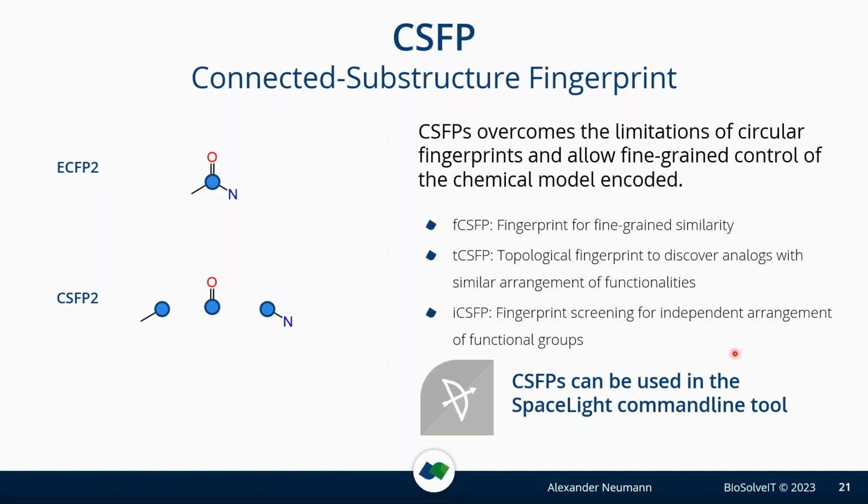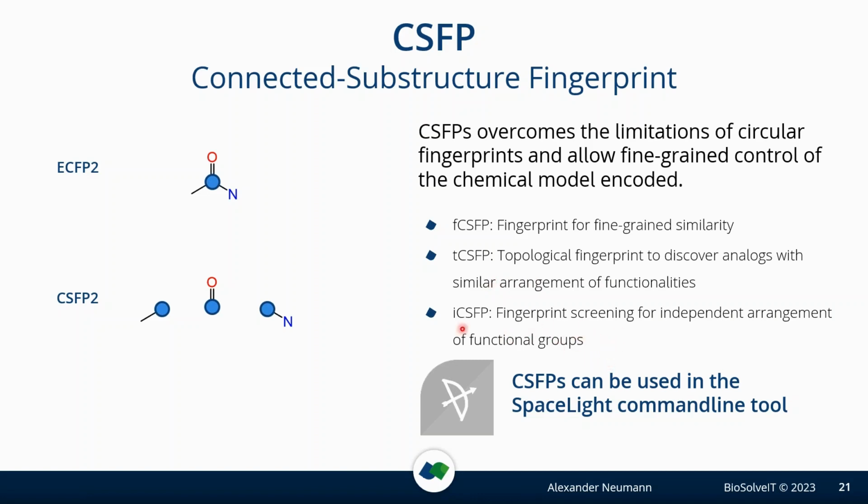As of today, we offer 3 different CSFP fingerprints. I won't go too much into detail on each one of those, but this is a fragment-based fingerprint on fine-grained similarity, which is kind of like the standard that we will apply sooner or later. But we also have the possibility to apply topological fingerprints, which are just analogs with similar arrangement of functionalities. So this one is actually pretty cool if you would like to have a little bit more diversity on the substitution patterns like ortho, meta, para, and stuff like that.